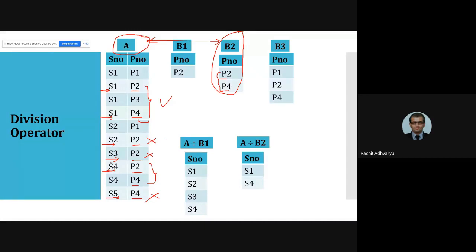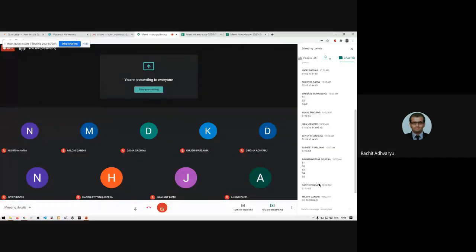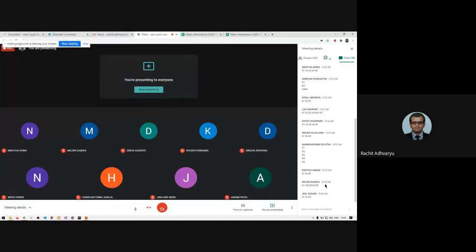Remember the rule in division: what you are going to give as output is that each and every tuple of table 1 must be linked with each and every tuple of table number 2. Then and only then the division operator will work. Otherwise, it will not work. Clear, everyone? So S1 and S4 will be the final answer. Is this clear now? Is it clear, guys?